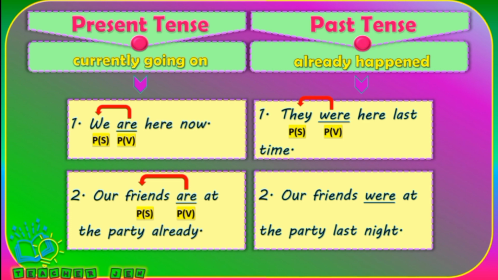Number 2. Our friends were at the party last night. Here we have our friends as the plural subject and were as our plural verb. We can see that we are using the appropriate verb as indicated by the expression last night, and both our verb and subject agree with each other.